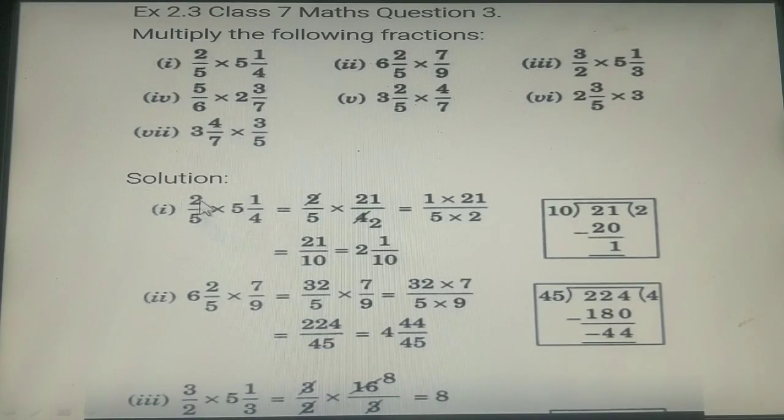So first of all convert it into an improper fraction. 5 1 by 4 will become 5 4s are 20 plus 1, 21. So this is 21 upon 4. And this is 2 by 5. Now you can very well cut it like this. 2 1s are 2, 2 2s are 4.